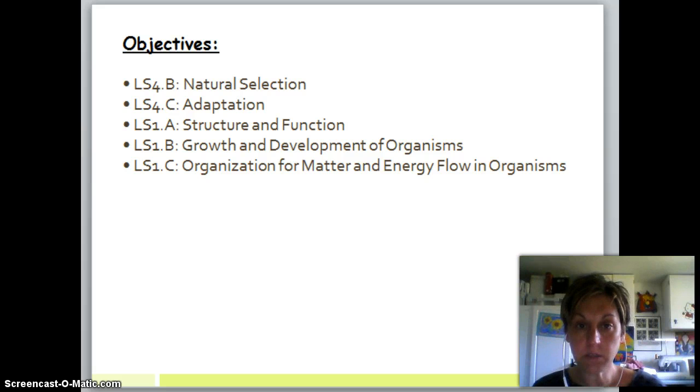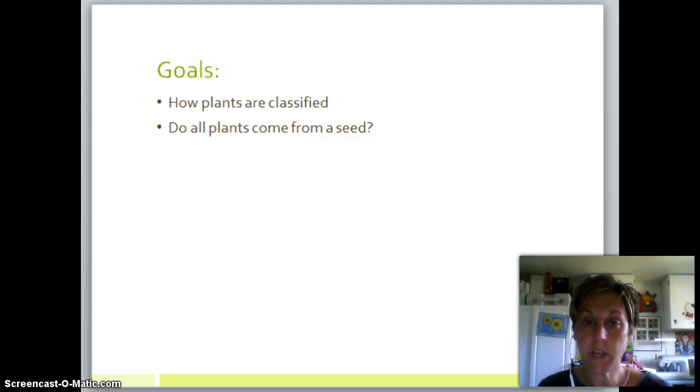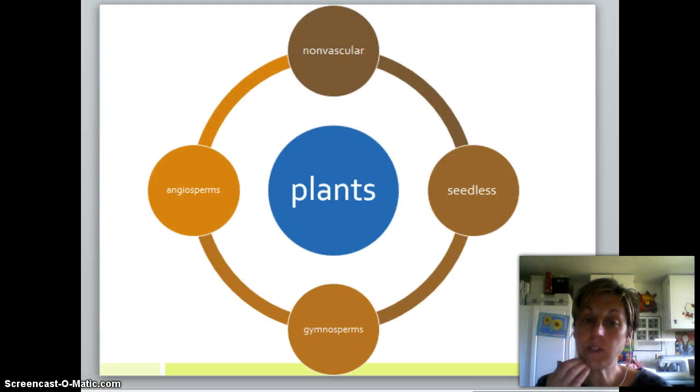So these are the objectives that we're covering in the unit. And our goals for today are to take a look at how plants are classified and whether all plants come from a seed. So when we talk about plants, plants are divided into 4 categories. Actually 5 categories: vascular, non-vascular, seedless, gymnosperms, and angiosperms. And throughout the unit, we're going to talk about each of these types of plants in more detail.